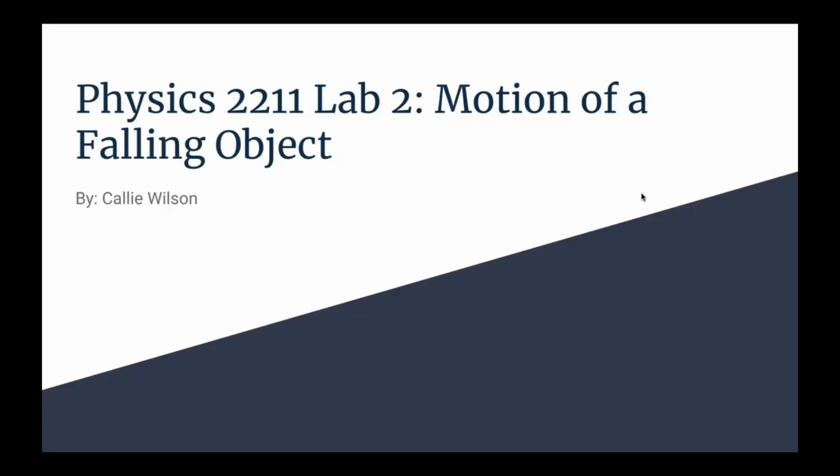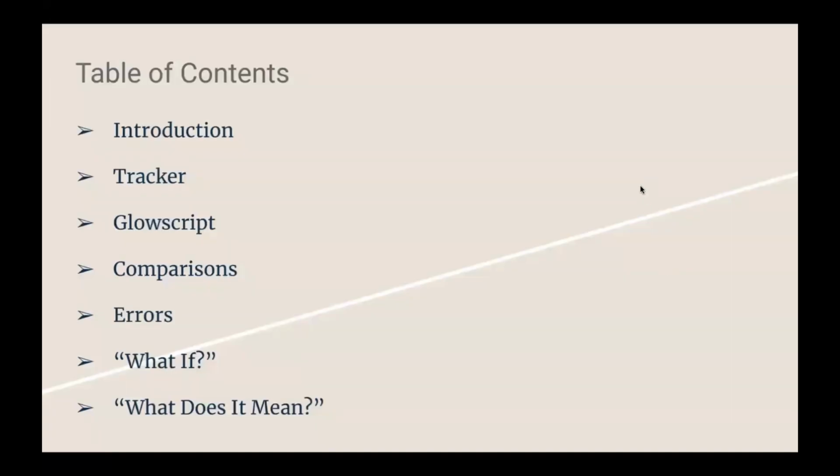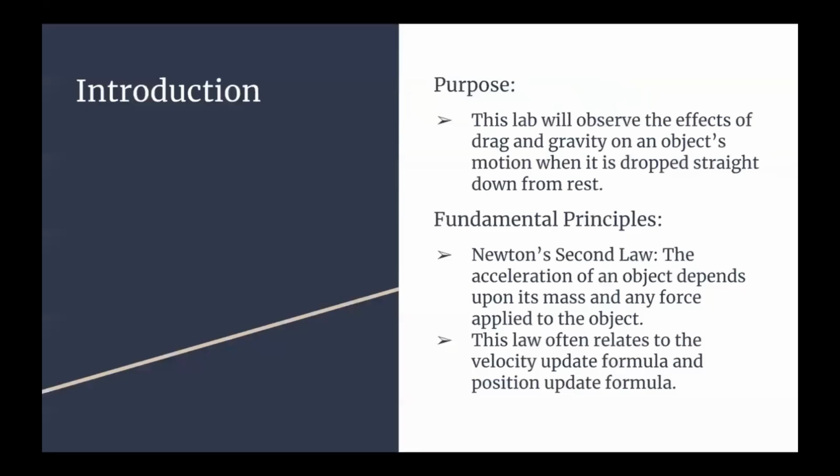Hi, my name is Callie Wilson, and today I will be talking about my Lab 2 for Physics 1, Motion of a Falling Object. This is my table of contents of all the things I will be discussing today.